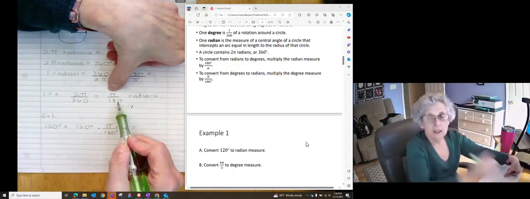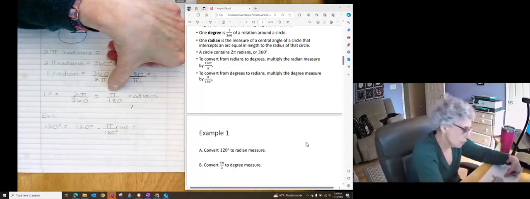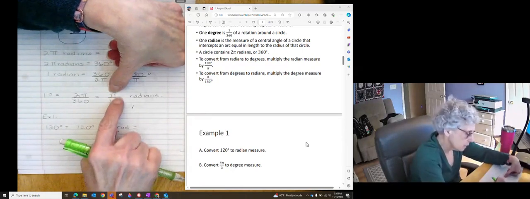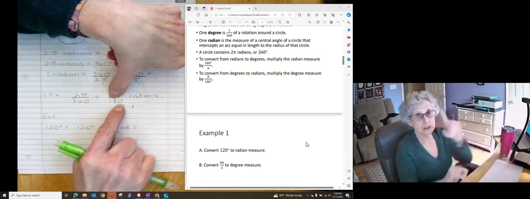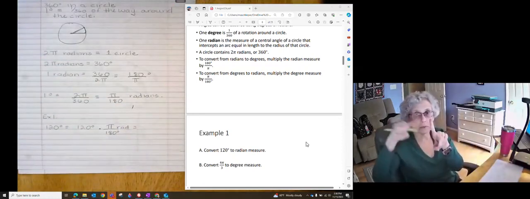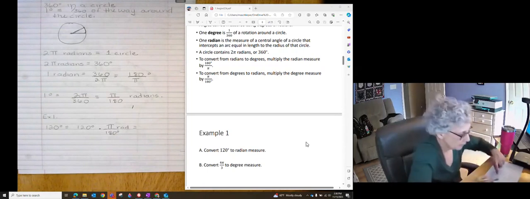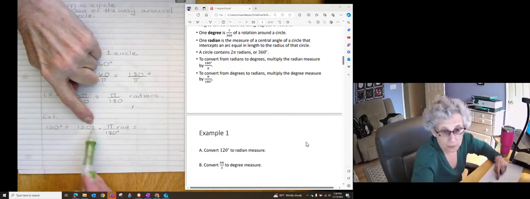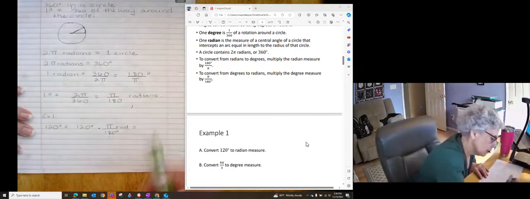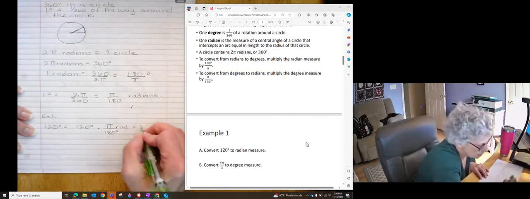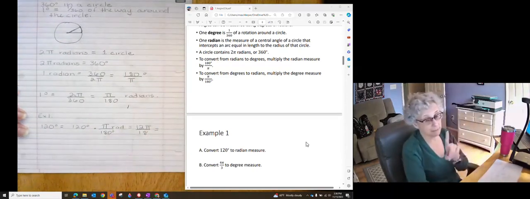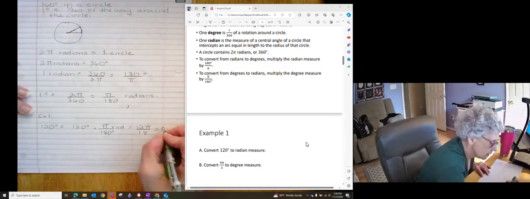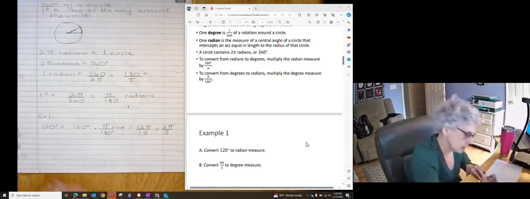Pi and 180 is the same distance around a circle. So pi radians over 180 degrees is equal to 1, because they both represent half the way around a circle. If I have degrees on top, I need degrees on bottom. So 120 over 180, well, that's the same thing as 12 pi over 18. But we can do better than that because 6 goes into both of those things. So 2 pi over 3.